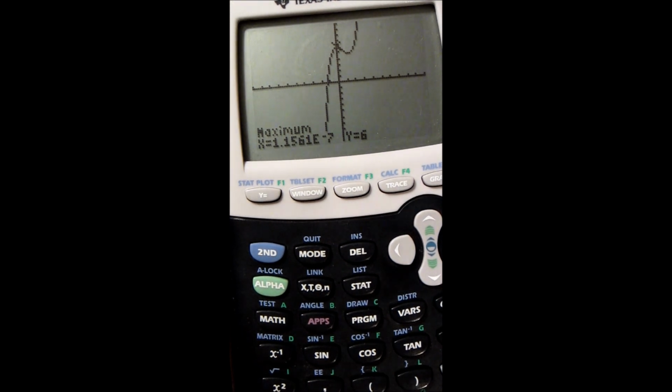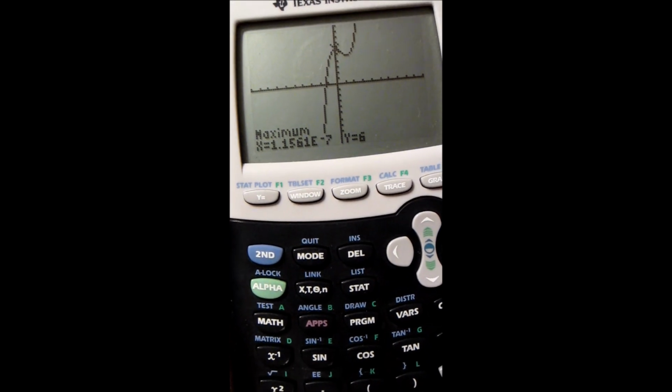And that is how you find roots, maximum, and minimum with a TI-84 graphing calculator.